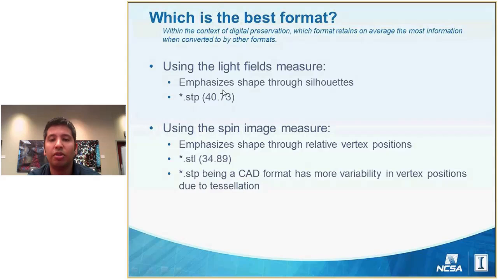Basically, with this particular measure of information loss, if you change that, so that was with the light fields, which emphasize shape, the silhouettes of objects. If you change that to spin images, it came out to be a different format, STL, which is a faceted representation. It represents points and it represents meshes.